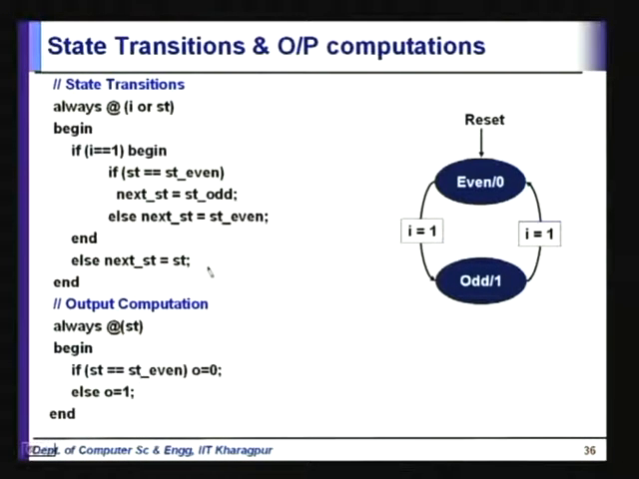Otherwise, next state is state. So if the input I is not 1, then we retain the state. So the next state will be the state itself.